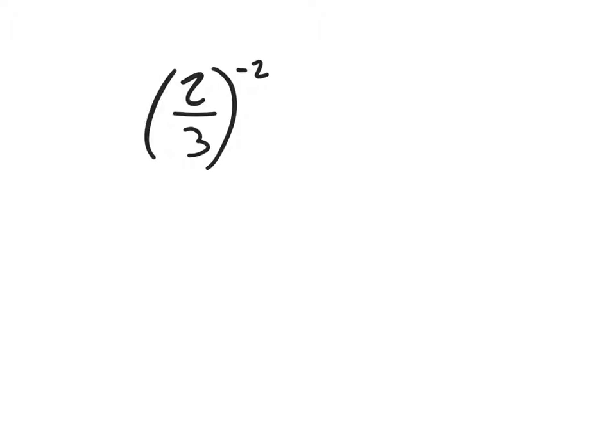That's rule 3. When you have parentheses with an exponent on the outside, you could distribute it to each and every term on the inside. And remember, power to a power, you multiply. So what you could do is distribute right there, and you're going to end up with a 2 to the negative 2 over 3 to the negative 2.